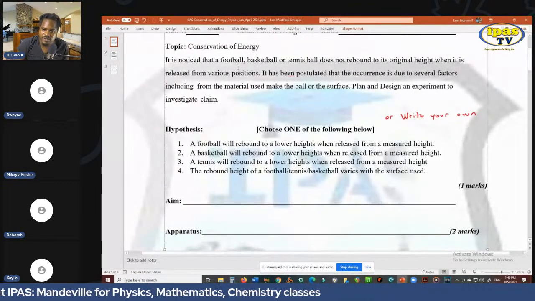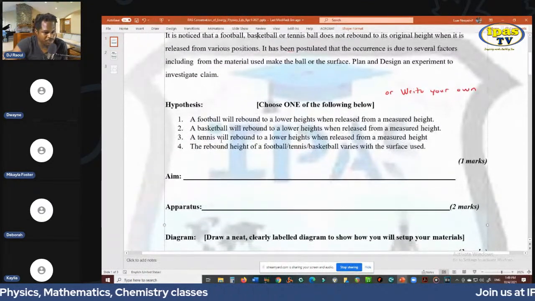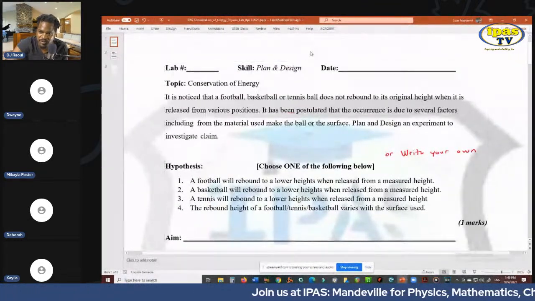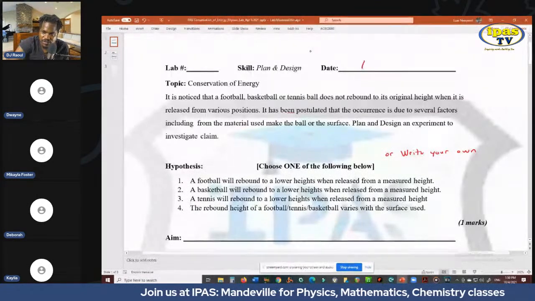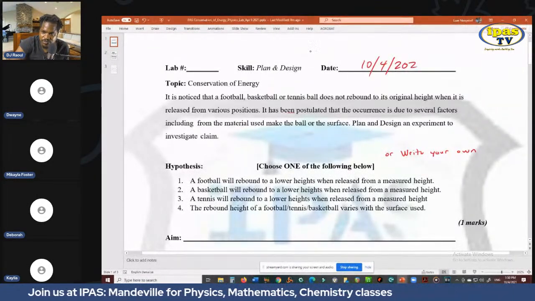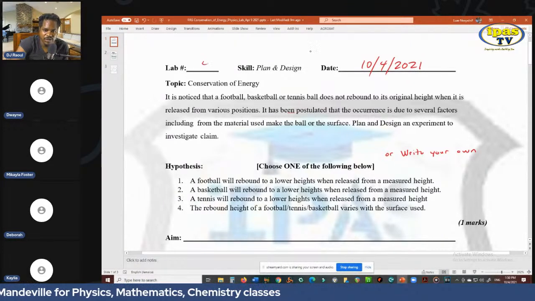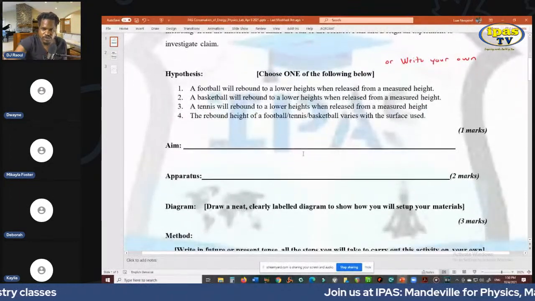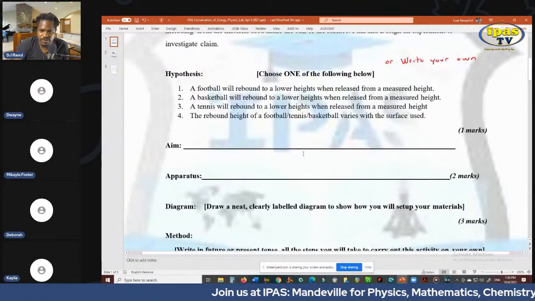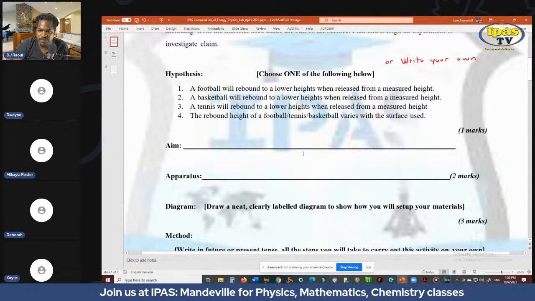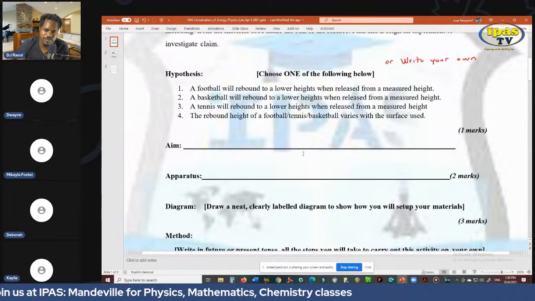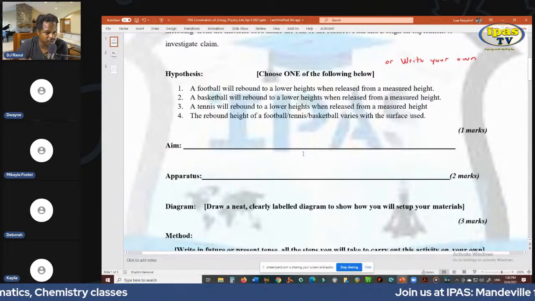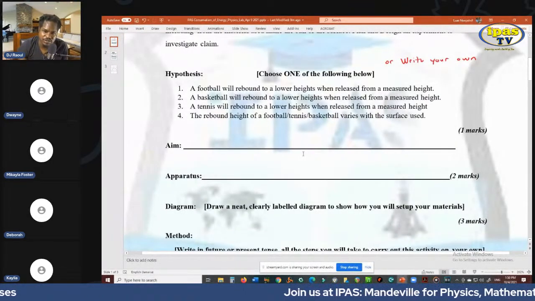The first thing you do with a plan and design lab, if you look at this carefully, is put today's date on the lab. Today is the 10th of April, and this will be lab 4 on paper here. The problem is the ball not rebounding to its original height, and there are 4 hypotheses. These are pre-constructed, to help those doing the first plan and design lab to see what a hypothesis should look like.